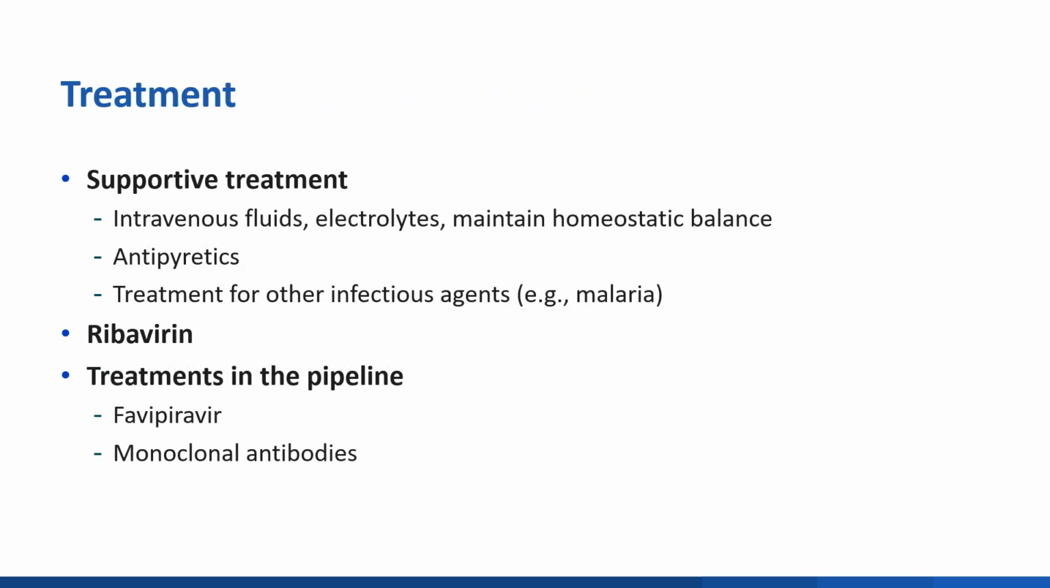The mainstay of treatment for Lassa fever is supportive, to include the provision of intravenous fluids and electrolytes to maintain homeostatic balance, antipyretics, and treatment for co-infections like malaria. Administration of ribavirin to treat Lassa fever has been well studied in animal models and has been shown to reduce mortality in humans when given early in the course of the disease. I will review some of the data on ribavirin in the next few slides. There are new treatments in the pipeline for Lassa fever as well. I will briefly discuss two, favipiravir and monoclonal antibodies.